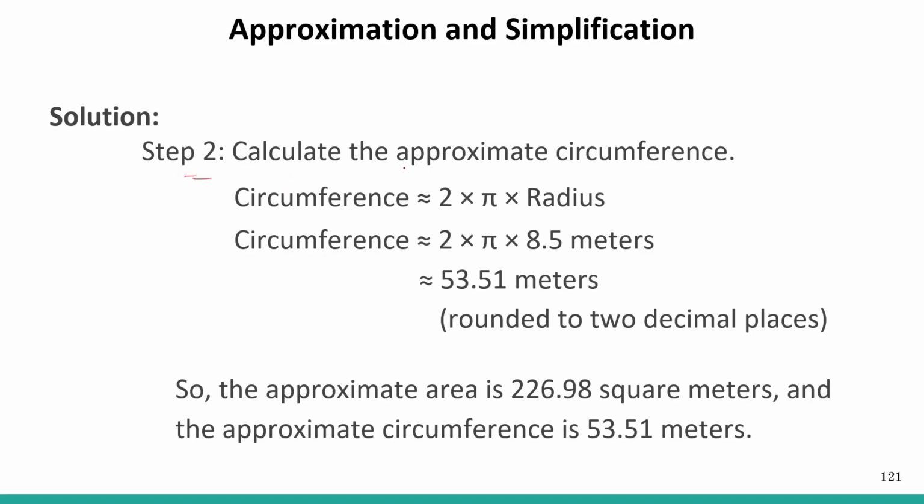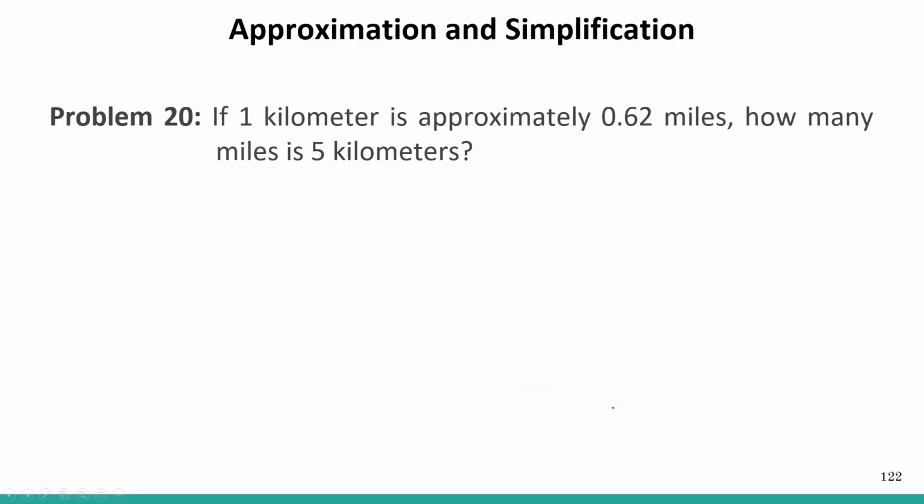So step 2, calculate the approximate circumference, that is equal to 2 pi r. So it will be equal to 53.51, that is 2 into 3.14 into 8.5, rounded off to 2 decimal places. So area will be approximately 226.98 square meters and circumference will be 53.51 meters.